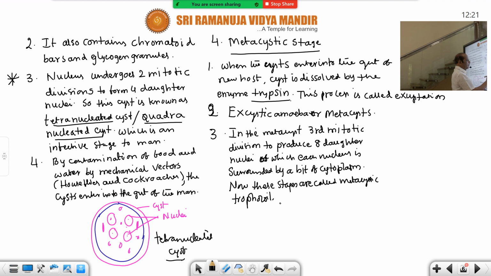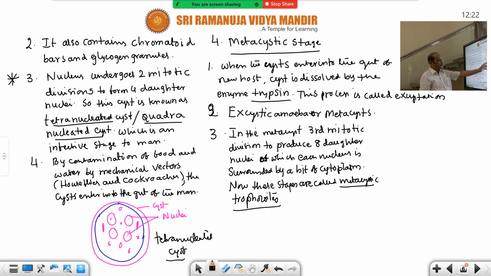Gradually they will be converted into trophozoites and settle in the mucosa of the large intestine and again undergo binary fission to produce many daughter amoebulae. Some of the daughter amoebulae convert into the precystic stage, losing pseudopodia, and the precystic stage enters into the cystic stage. After excystation in the small intestine, they will be converted into metacysts.